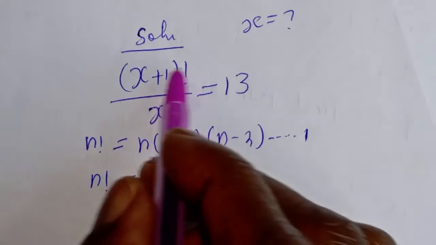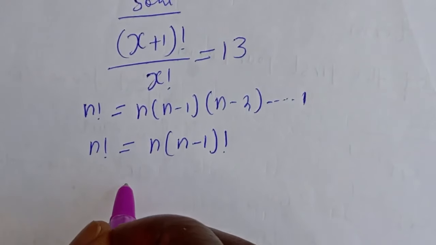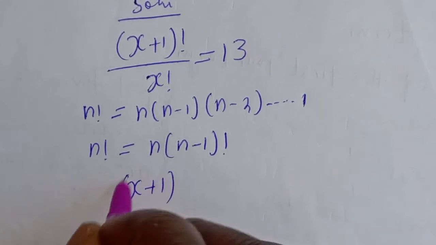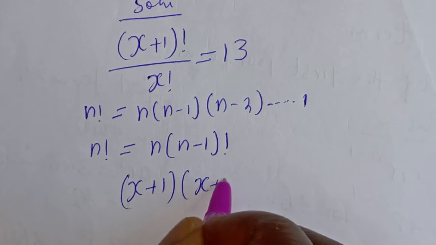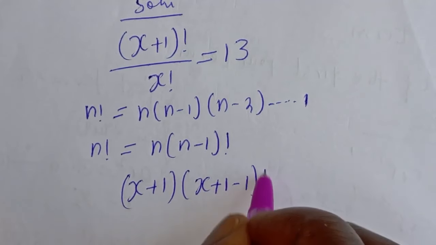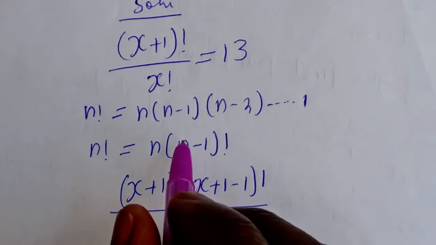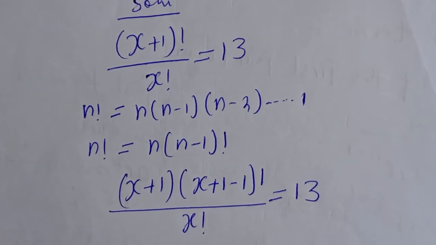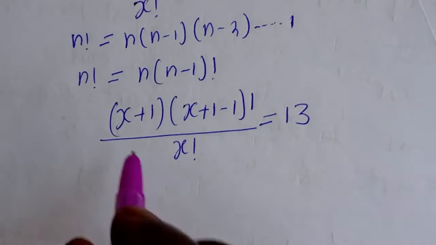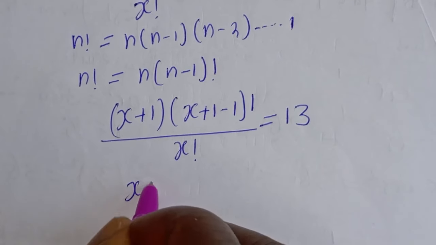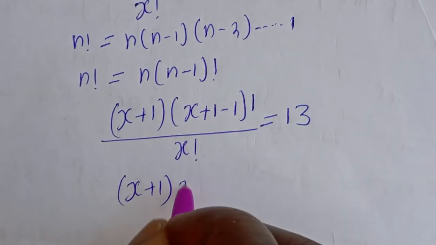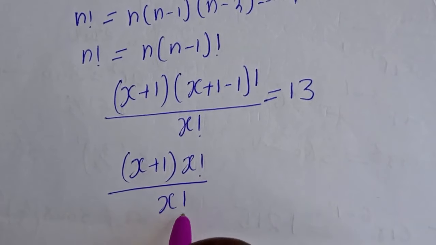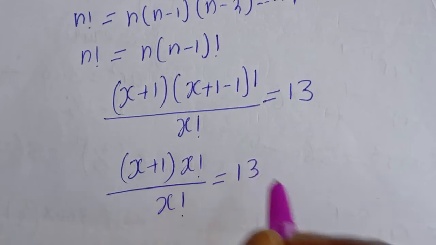Now, the whole of this can be written as x plus 1 bracket x plus 1 minus 1 factorial over x factorial is equal to 13. Then this can be written as x plus 1 bracket x factorial over x factorial is equal to 13.